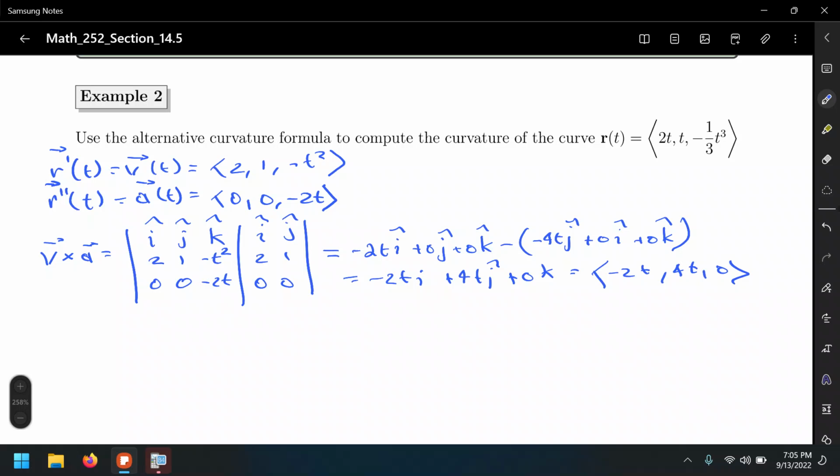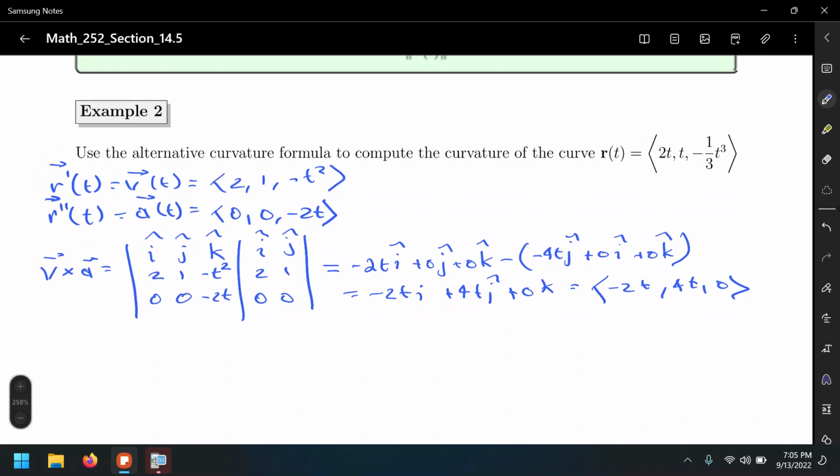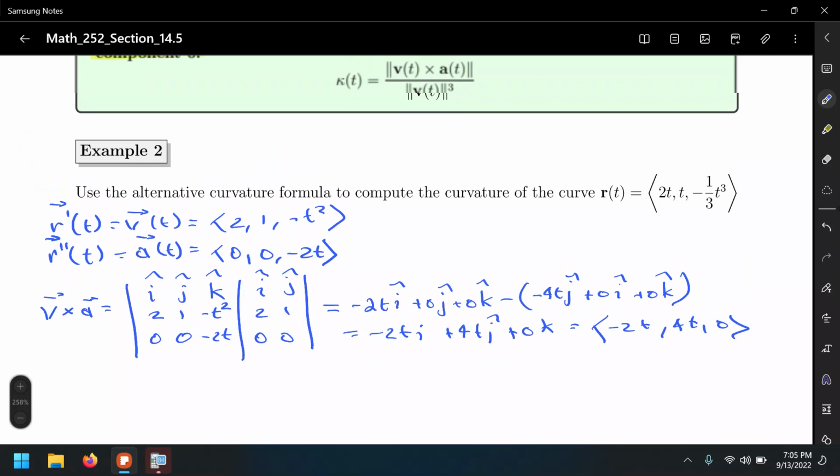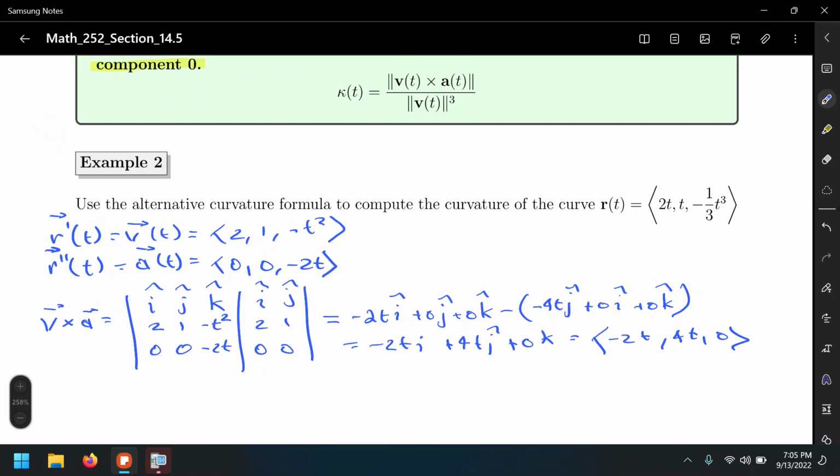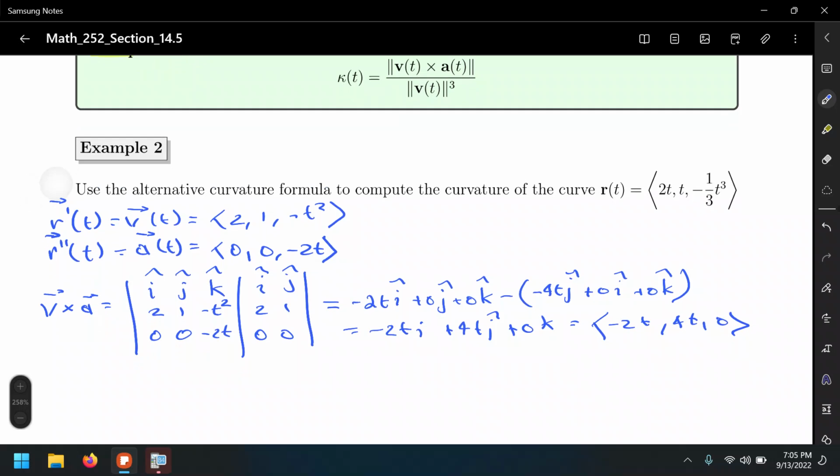Alright? So what else do we need? To find the curvature, we need to find the magnitude of that expression that we just obtained. So let's go ahead and do that right here. Magnitude of v crossed with a. And to find the magnitude of a vector, just take the square root of the sum of the components squared. That is negative 2t squared plus 4t squared.